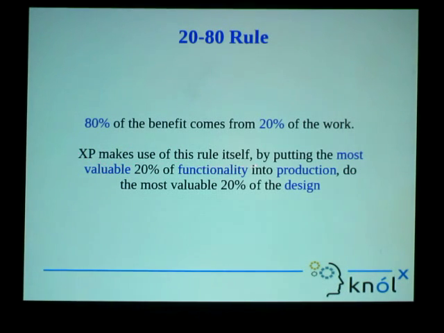XP makes use of this rule itself by putting the most valuable 20% of functionality into production, and doing the most valuable 20% of the design. So even if we are able to achieve 20% of the features in that release cycle, using the 20% of the most valuable design, then it means that we will be able to achieve 80% of the benefit from that product. So don't do the whole work in the whole release cycle, do just the 20% most valuable part. Okay?